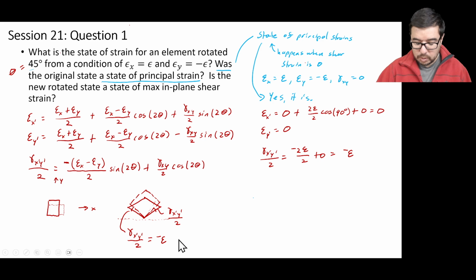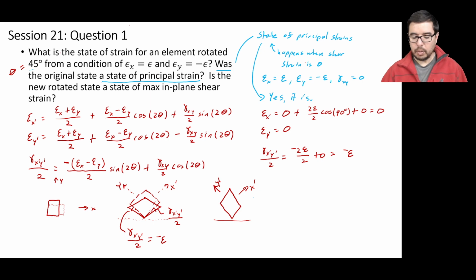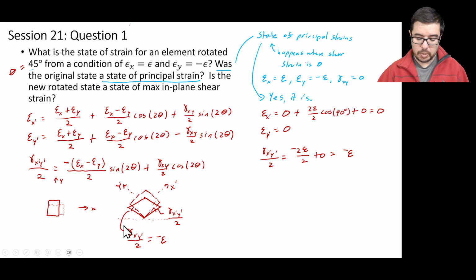If this were a positive quantity, the resulting state of strain would have a diamond going the other direction, so we'd have less than 90 degrees in that bottom corner. This is the x prime direction and this is the y prime direction, and here it's the same thing. Anyway, that might have been more information than we wanted, but that is how this state will look when rotated 45 degrees, assuming epsilon is a positive number.